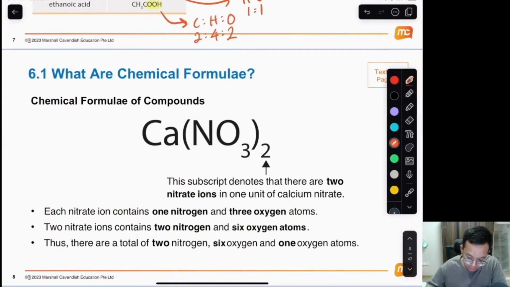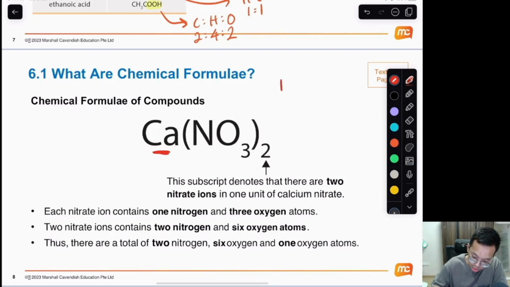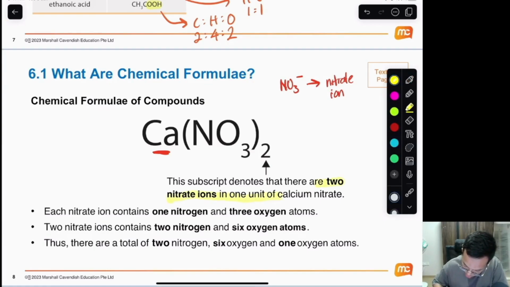Alright, so take a look here. This is rather a summary of what you have learned. This is calcium nitrate. So if you remember, calcium nitrate, NO3 is your nitrate ion. It is one of the polyatomic ions that you need to be familiar with. So the subscript denotes that there are 2 nitrate ions in 1 unit of calcium nitrate, which means, just now I said this 3 belongs to only oxygen.